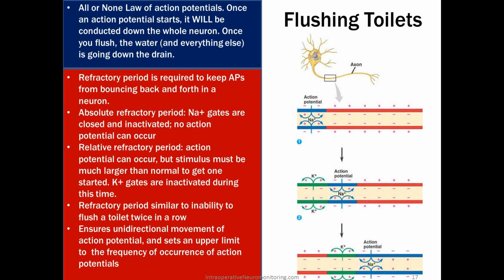The refractory period is similar to the inability to flush a toilet twice in a row. It ensures unidirectional movement of the action potential and sets an upper limit to the frequency of occurrence of the action potentials.